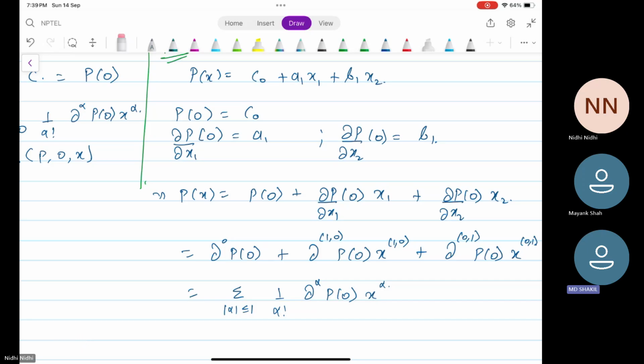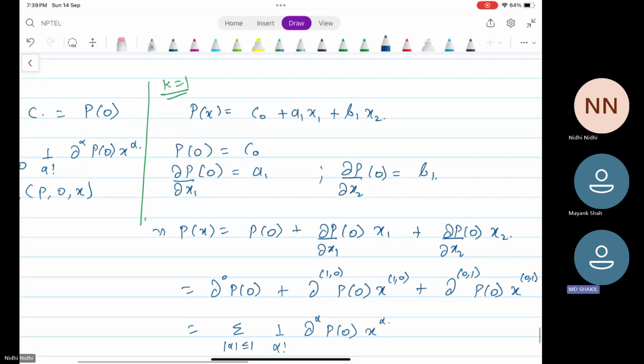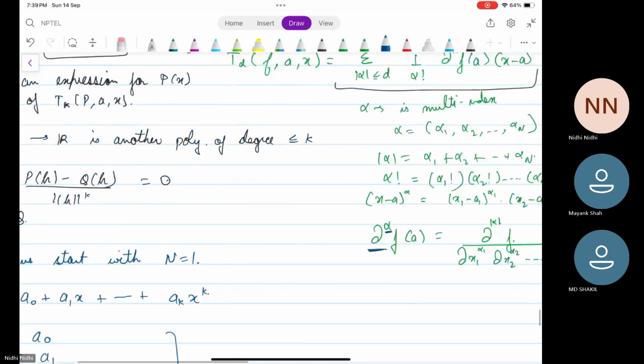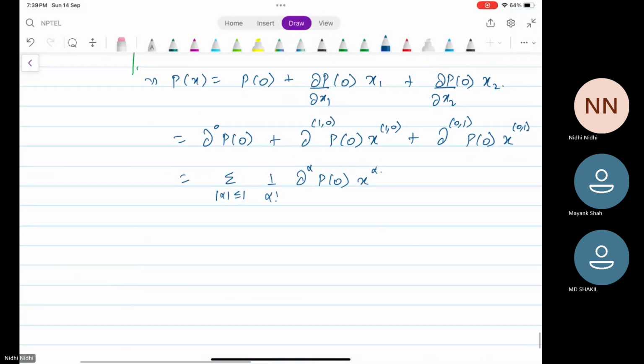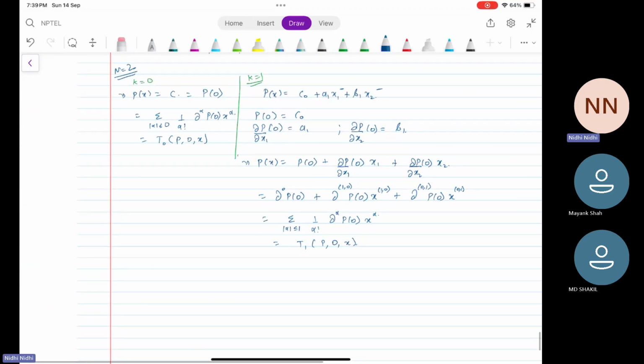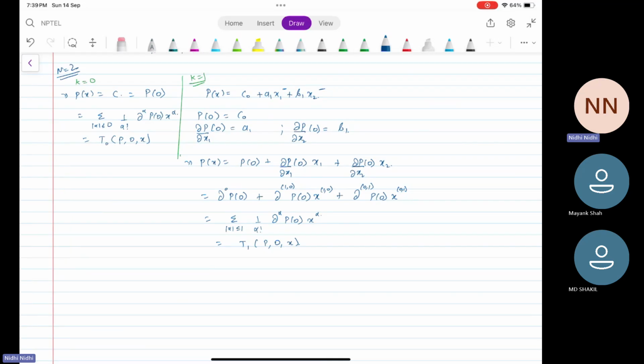Ma'am, what does k represent here? K represents the degree of the polynomial, the highest power. This can be written as T_1 p(0)(x). Similarly, you can look for higher dimension and higher degree.